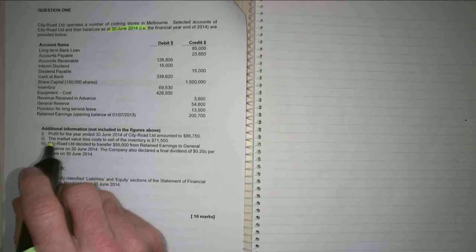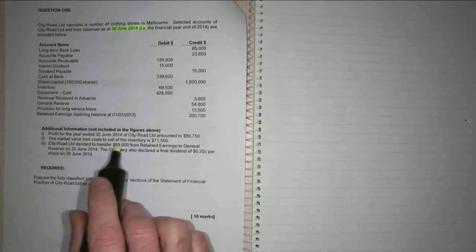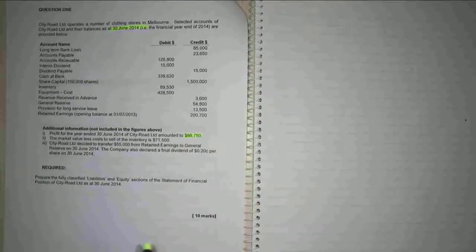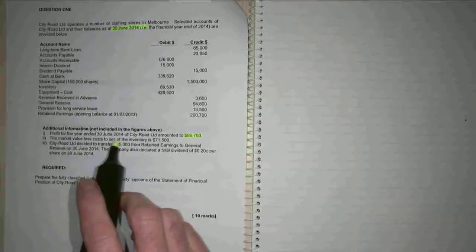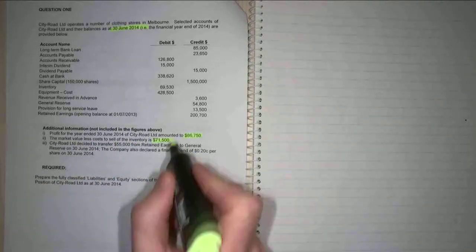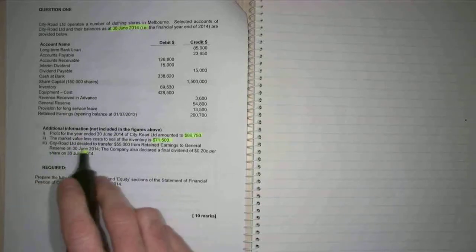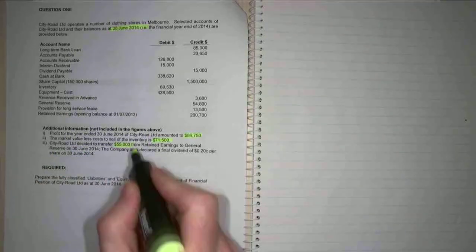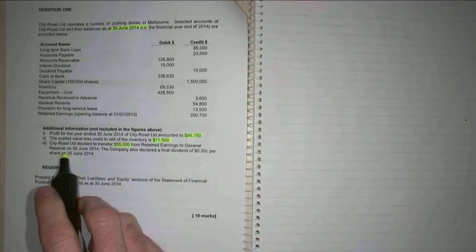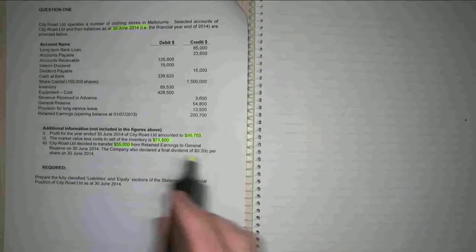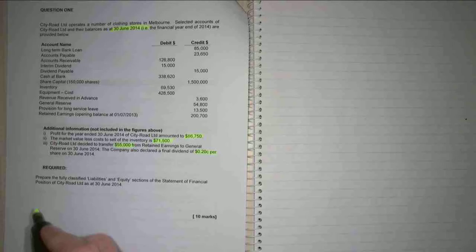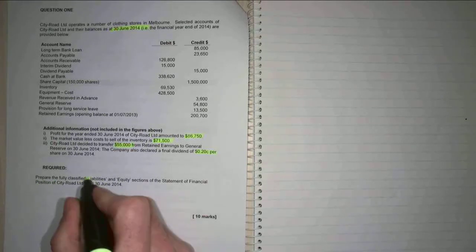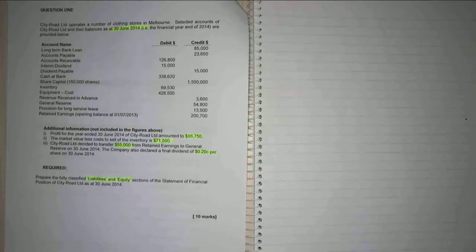It says there's some additional information here. We've got some profit for the year, and that was $86,750. The market value less cost of sales in inventory is $71,500. City Road has decided to transfer $55,000 from its retained earnings to its general reserves on the 30th of June. The company has also declared a final dividend of 20 cents per share.